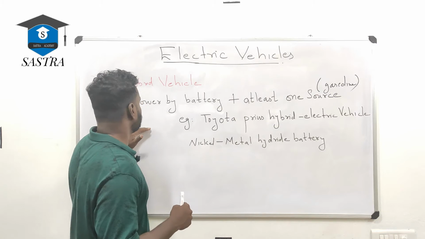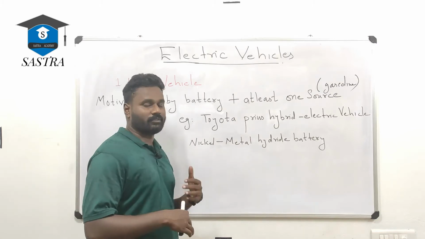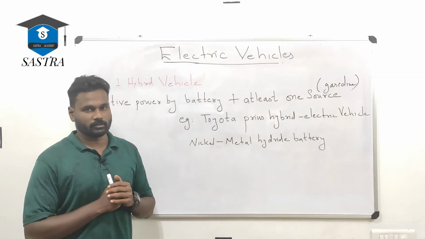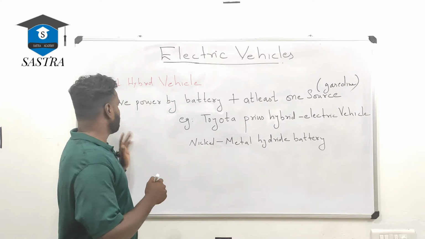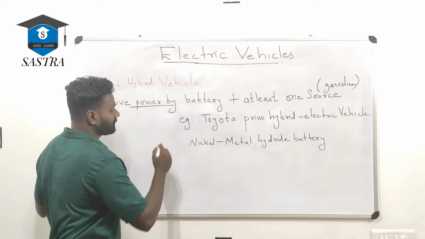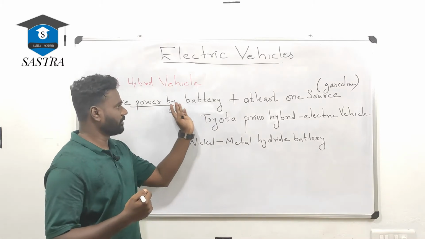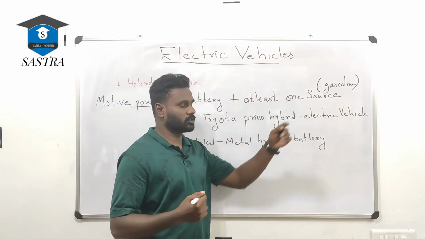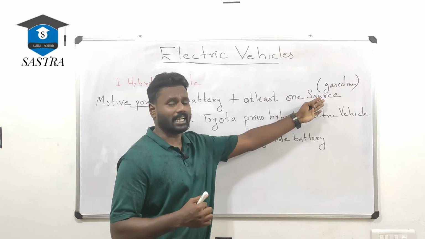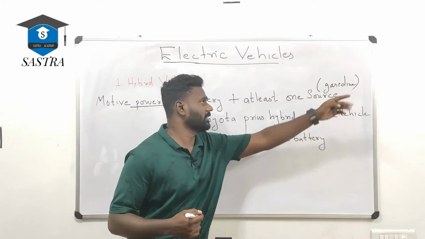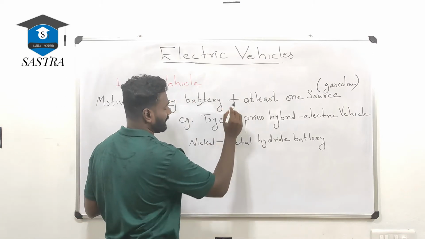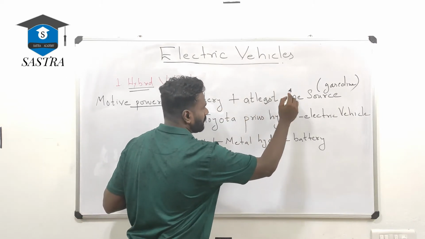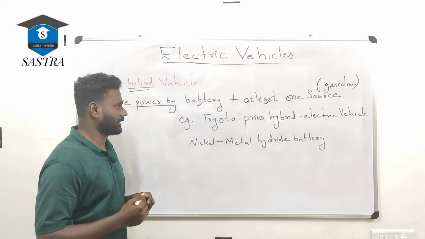The important thing is, we can classify the electric vehicle basically into four types. First of all, we will see the first one, that is hybrid vehicle. A hybrid vehicle is one where the motive power, that is the car, is driven with the help of a battery and at least one other source. That one source can be petrol, diesel or any other gasoline. Okay, this is hybrid. So there will be two: one is the electric battery, and another will be at least one source, it can be petrol or diesel, like that.